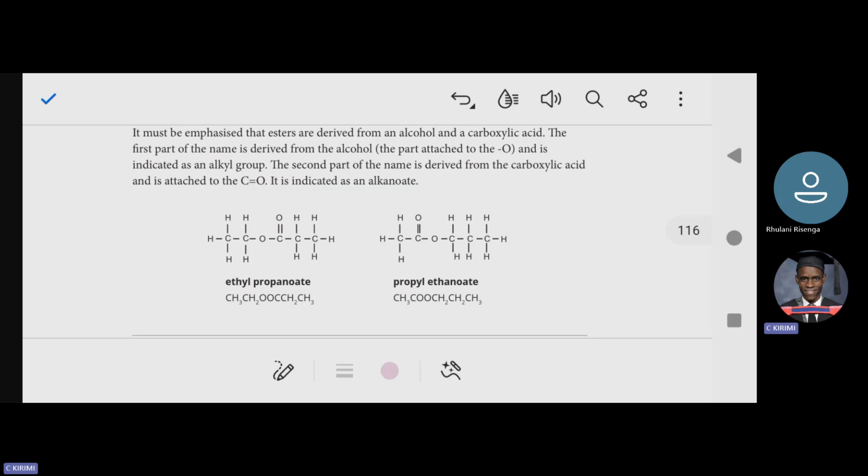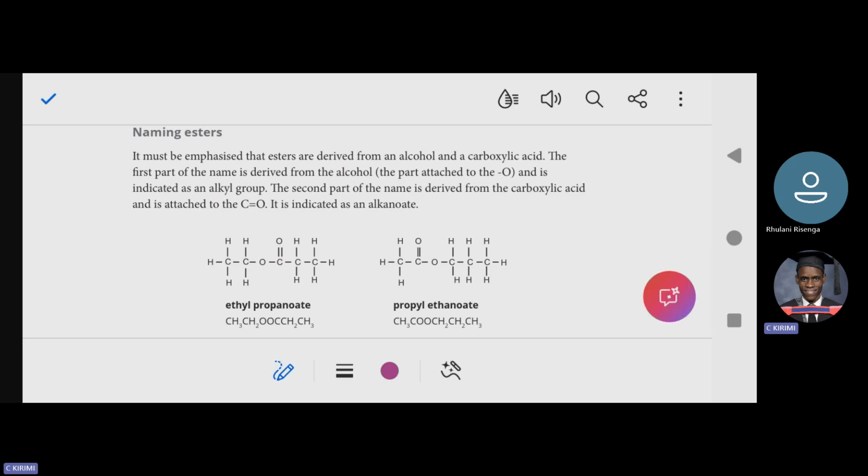So on an ester, which means we are having two things that we must. So let's read just a few summary. It must be emphasized that esters are derived from alcohol. So we are having an alcohol and a carboxylic what? Acid. So the first part of the name is derived from an alcohol.